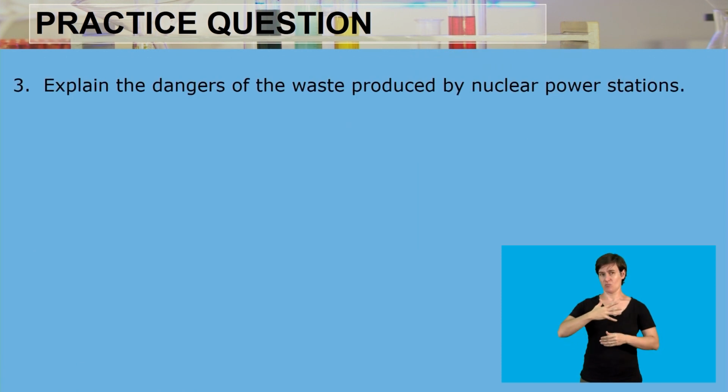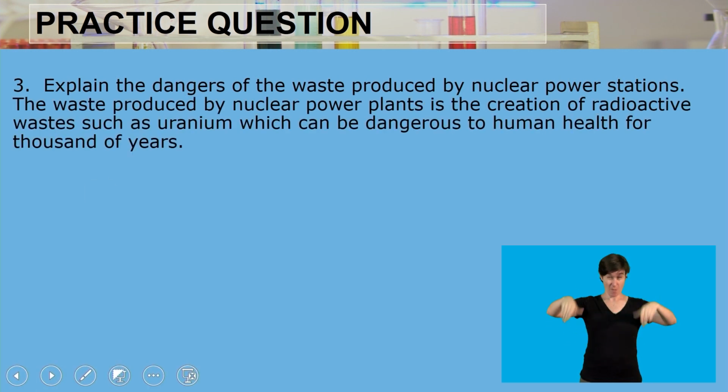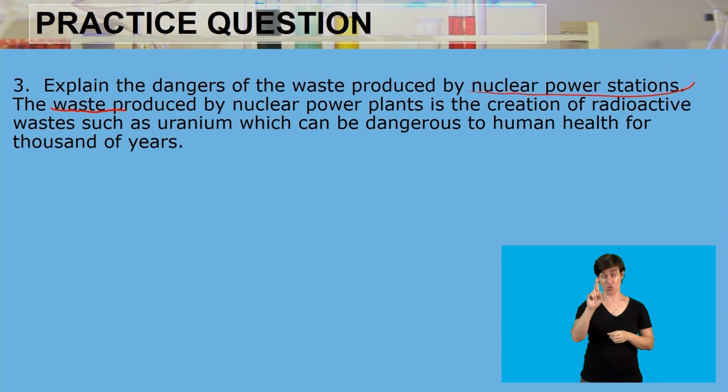So question 3 is asking us to explain the dangers of the waste produced by nuclear power stations. Now, we need to know that the waste produced by nuclear power stations is radioactive waste. So remember, the waste produced at these power stations is radioactive material. And radioactive materials can have negative health impacts on people and also on the animals living around that particular power plant.